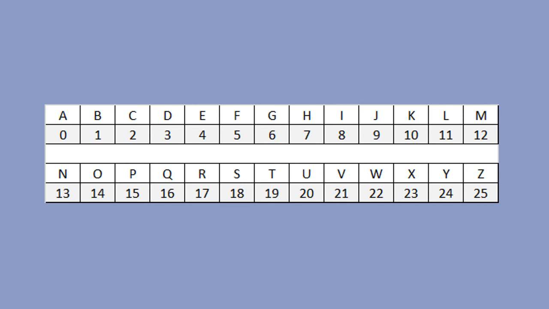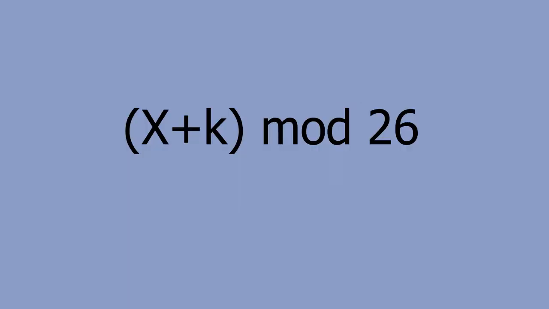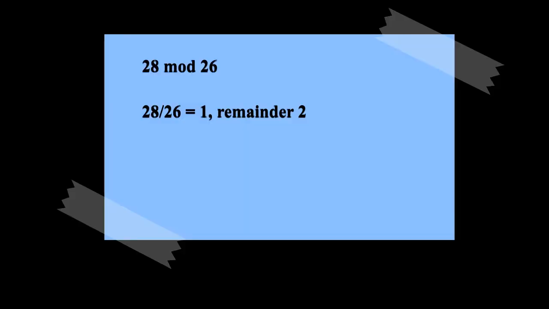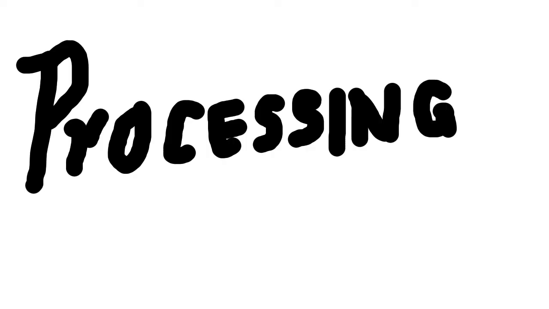Next, you apply the formula (x + k) mod 26. Here x is the number corresponding to the letter you want to convert. k is your shift or your key. So if you're shifting by 3, then k will be 3. And mod is the modulus operator. Basically what it means is you get your number and you find the remainder when you divide it by 26. So for example, if you get a number like 28, then mod 26 will be 2.